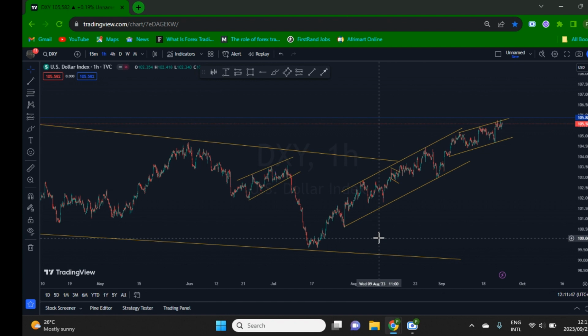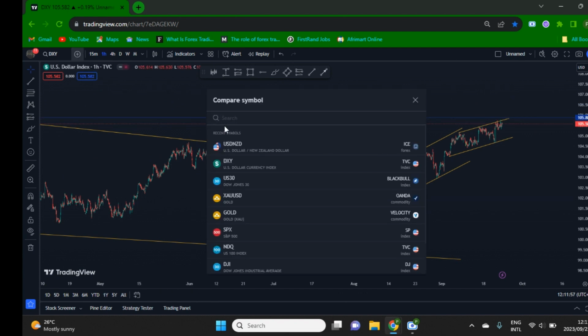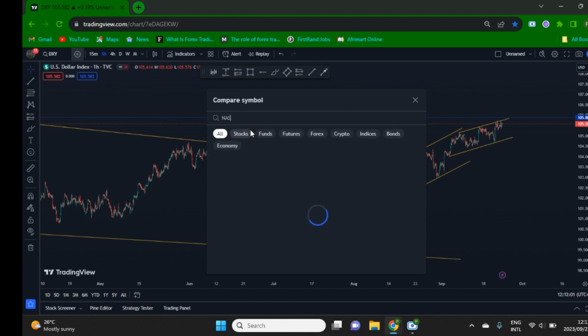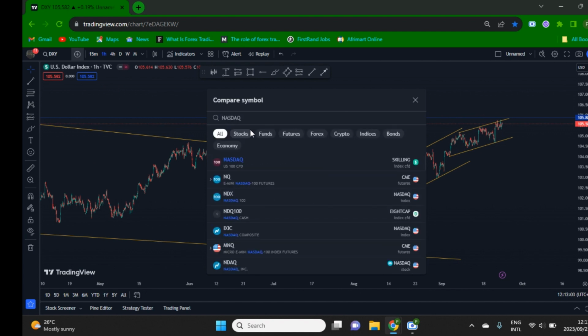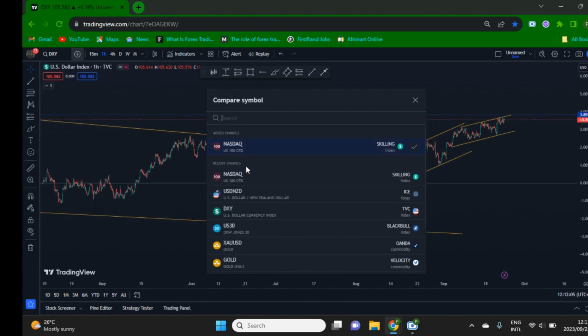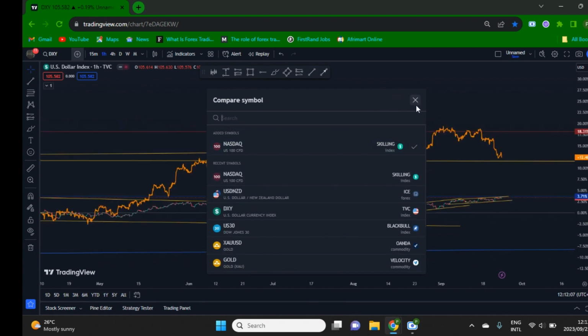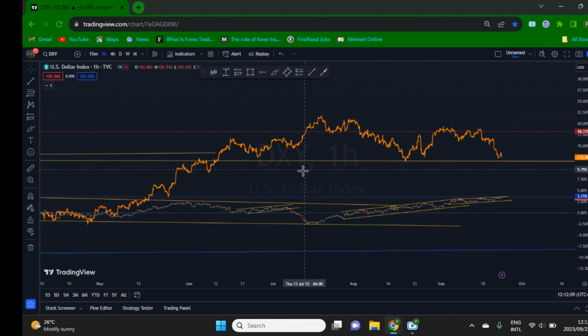If you have time, just check the chart. I'm sure there's a function here whereby you can have the dollar index, then you just press here on the plus, and then you can add any other currency. For instance, let's add the Nasdaq. Right. Let's add the Nasdaq. There you go. So now we have the Nasdaq and we have the dollar index there.